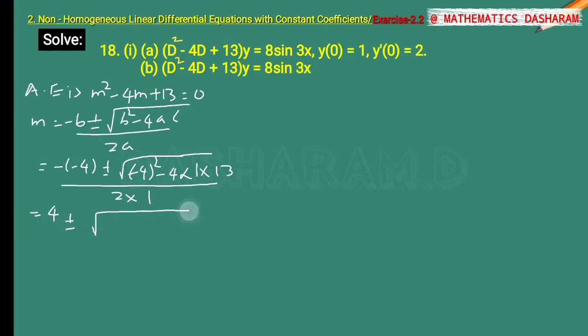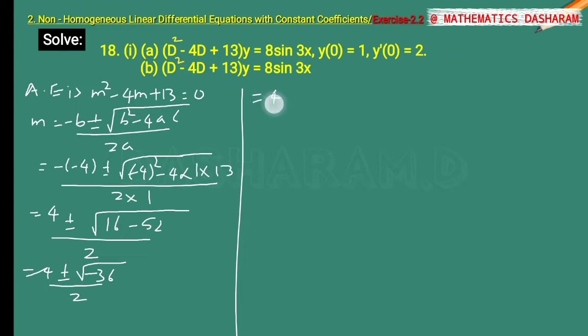4 plus or minus under root 16 minus 4 13s are 52, divided by 2. 4 plus or minus 16 minus 52 is minus 36, divided by 2. So 4 plus or minus root 36 is i into 6 by 2. Take the 2 common in the numerator. So 2 cancel, then m equals 2 plus or minus i into 3.